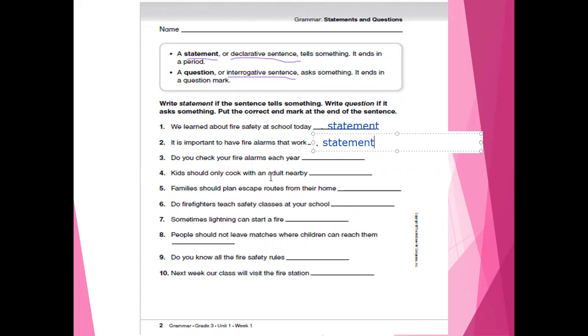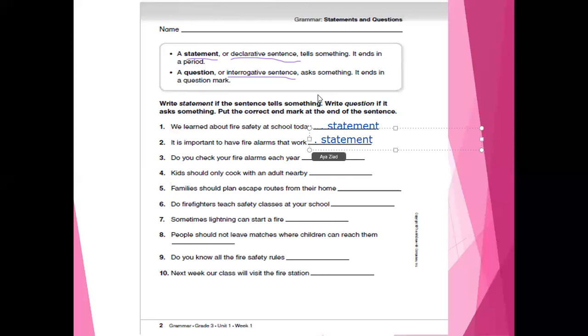Put a period and write statement. Do you check your fire alarms each year? Here they ask something. Do you check your fire alarm each year? Here we have a question word. Do you check your fire alarms each year? Here we can answer it, so let's put a question mark. We can say yes, I do, or no, I don't. So this is a question.